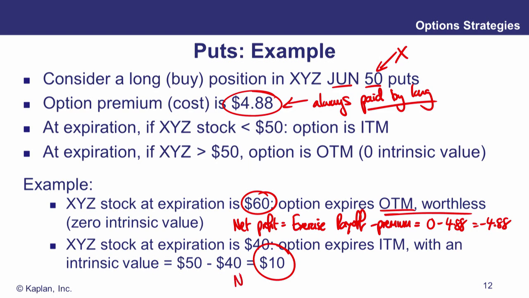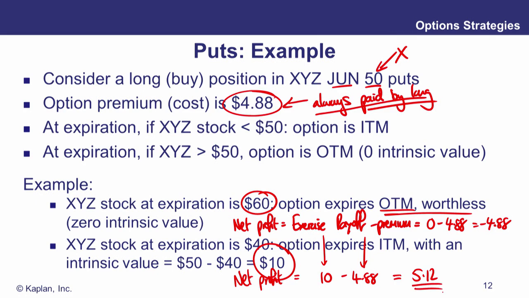Net profit here, when the underlying has gone down to 40 and you exercise your right to sell at 50, you make exercise profit of 10, take off the premium of 488. You always pay the premium. You never get your premium back. It has to be more than covered by profits from the exercise decision. So 10 minus 4.88 is $5.12. That's your net profit on this put.